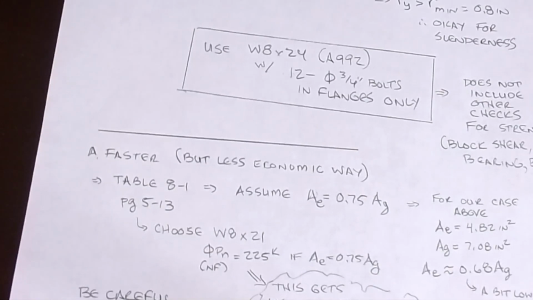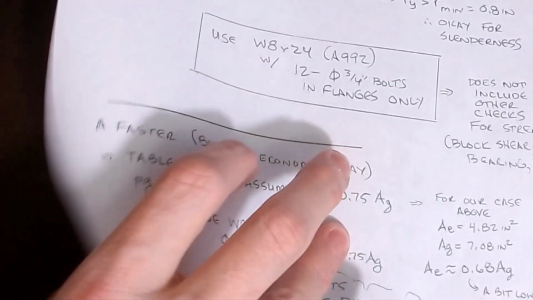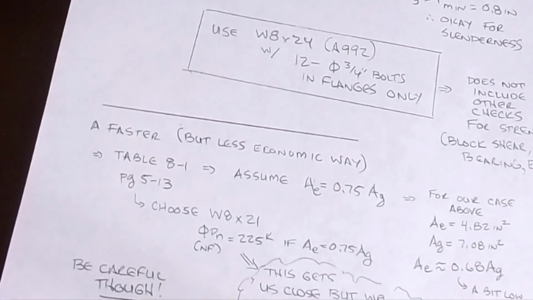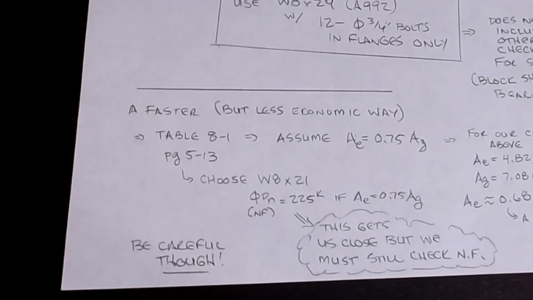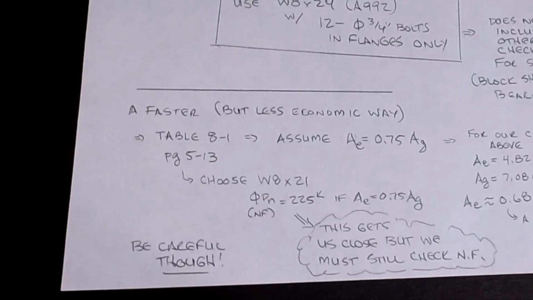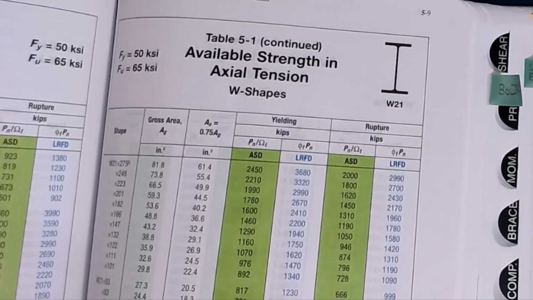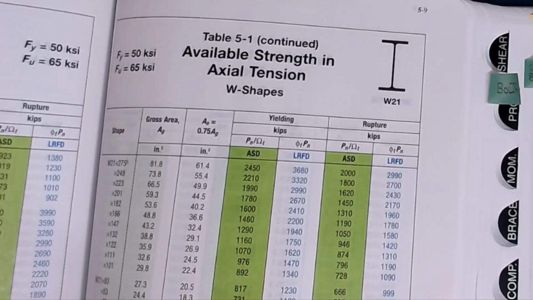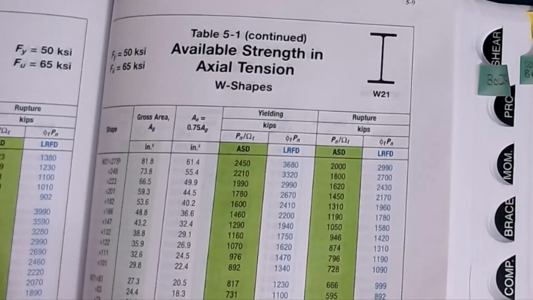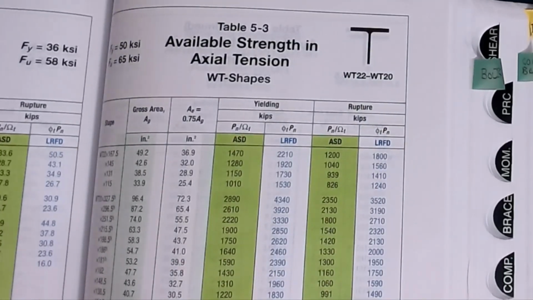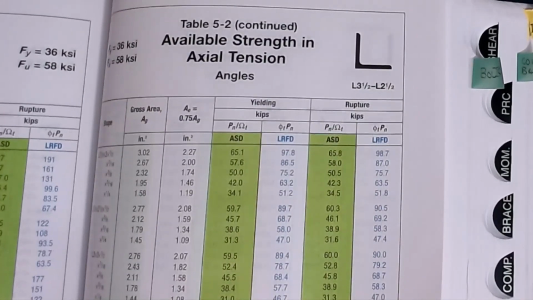Now, I'm going to show you another method that will get you close. It may not be exactly right, and it may not be the most economic, but we can look at a faster alternative. In section 5 of the book, they do have tables for available strength in axial tension, but you have to be careful because they make some assumptions in here. The first thing we notice is that we have tables for I-beams, T-beams, angles, and whatnot, all contained in here.